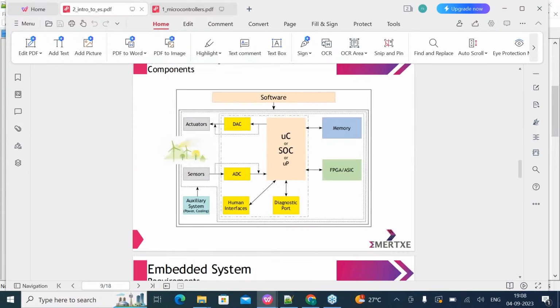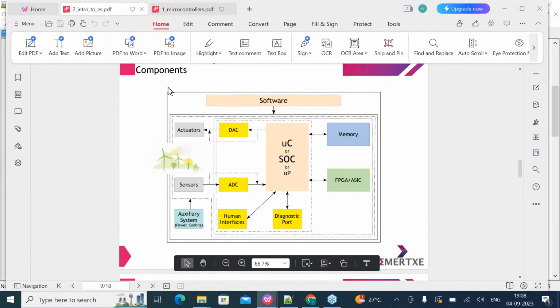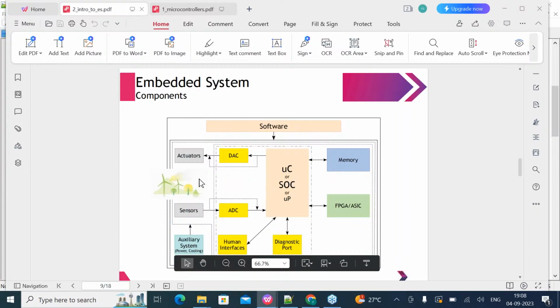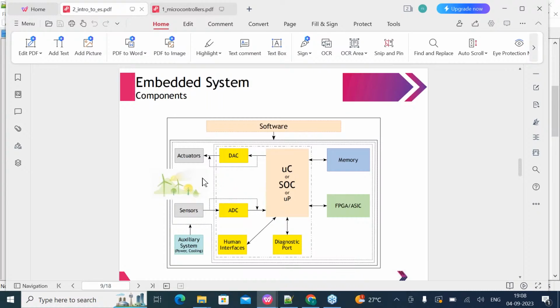Now in today's session, let's go ahead with the most important slides, which talk about the components of the embedded system. People, if you ask me, the heart of the embedded system is the microcontroller. Here you can see the microcontroller is mentioned, SoC is mentioned, and microprocessor. Any idea what the SoC is here, guys? Yes, very nice, system on chip.